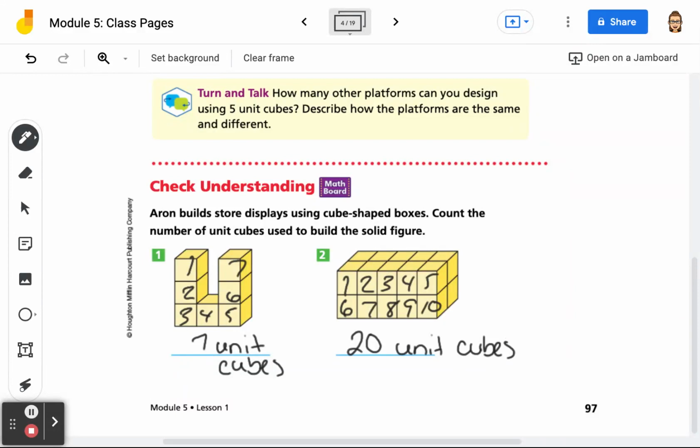So hopefully you can now build solid figures using unit cubes. And remember, in order to be a math person, you just need to do math and be a person.